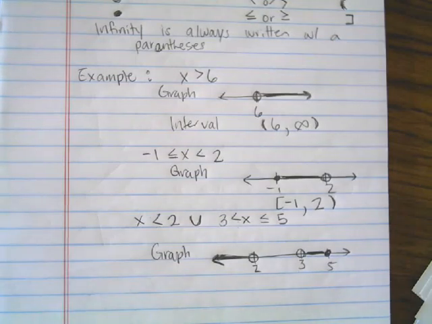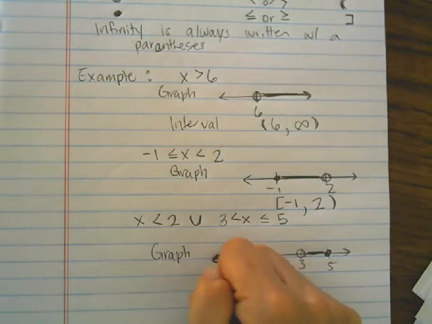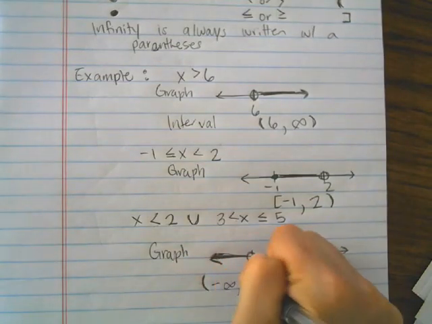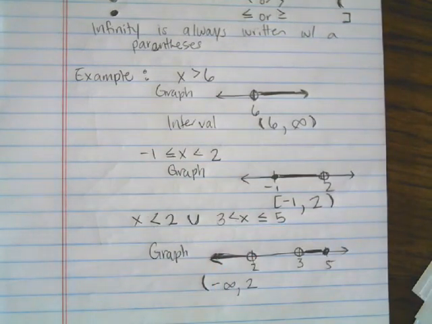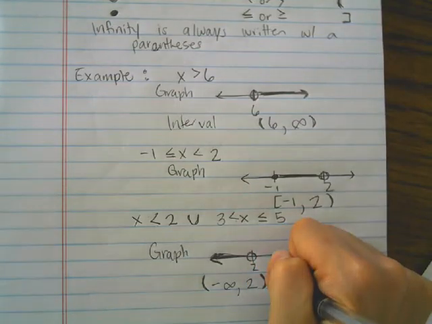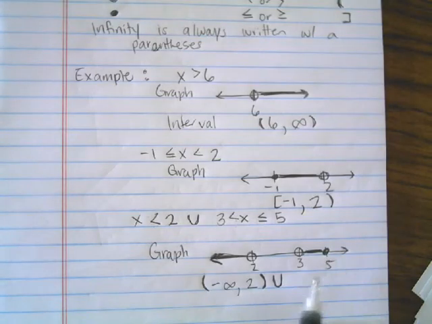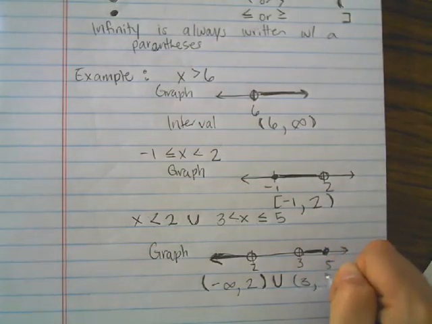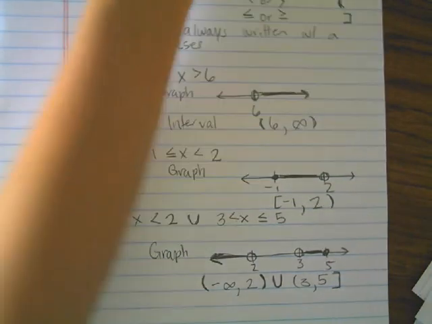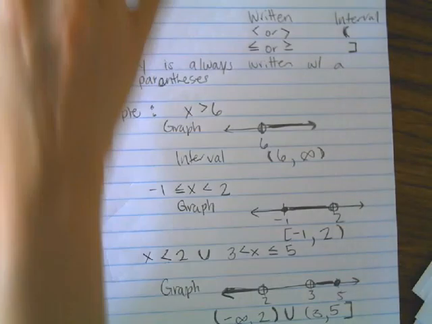To write this in interval notation, we would put a parentheses, and it goes all the way down to -infinity, so we'd write -infinity, comma 2. What kind of thing on 2? Parentheses or bracket? Parentheses, good, because parentheses goes with open. And then we're going to use a union, so we say and, we need to go from parentheses or bracket, parentheses on 3, comma, to 5, bracket. And that's it.